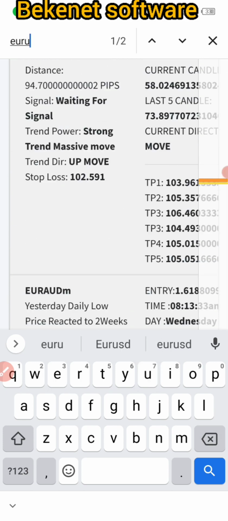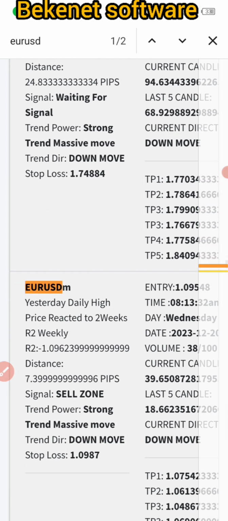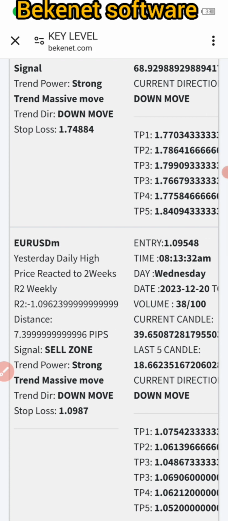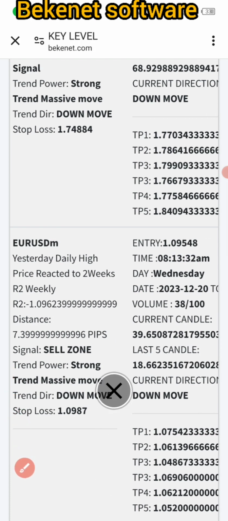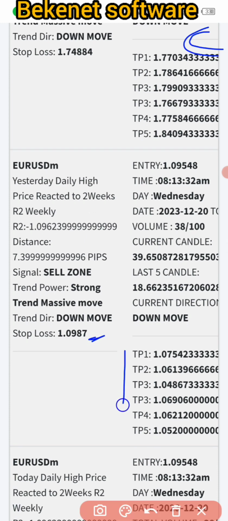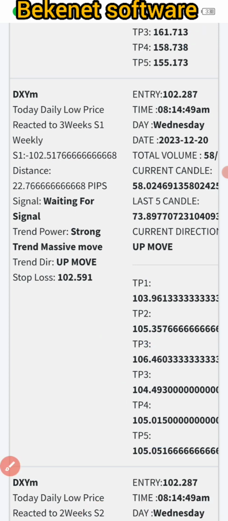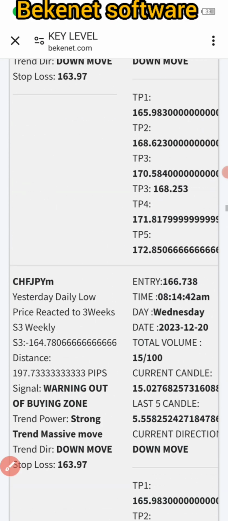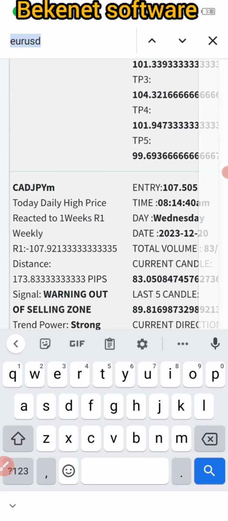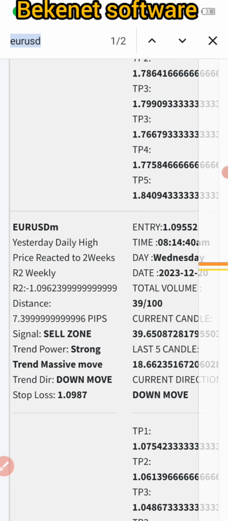Euro USD. Okay, now as you can see, we have a very detailed software on key levels, very detailed. It gives you the stop loss. It gives you the possible take profit that you can use. You understand? It gives you the possible take profit that you can use to analyze the market.